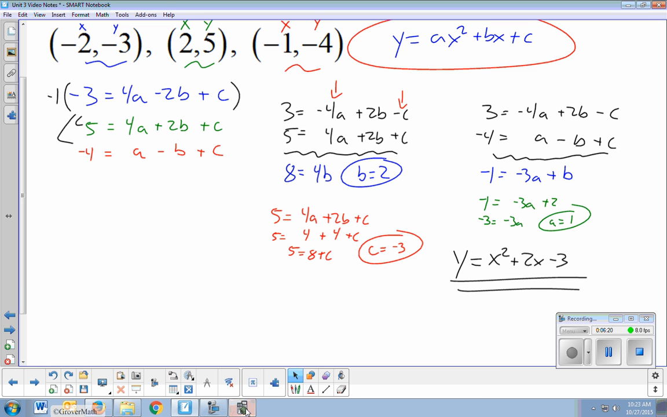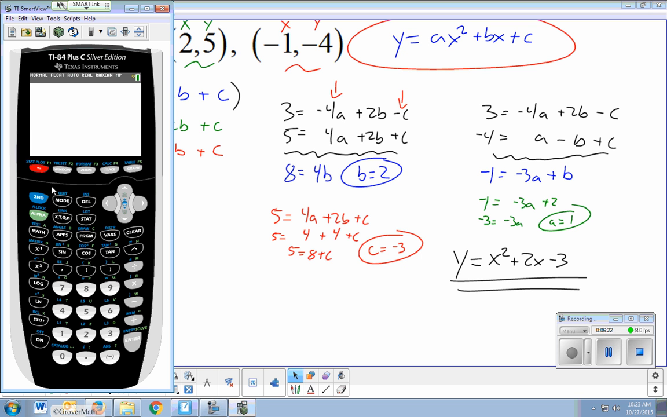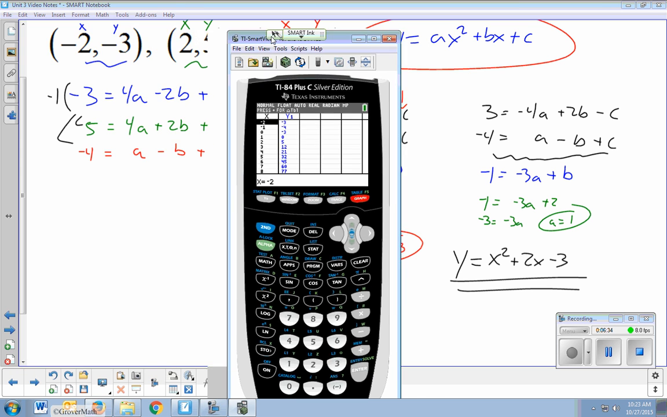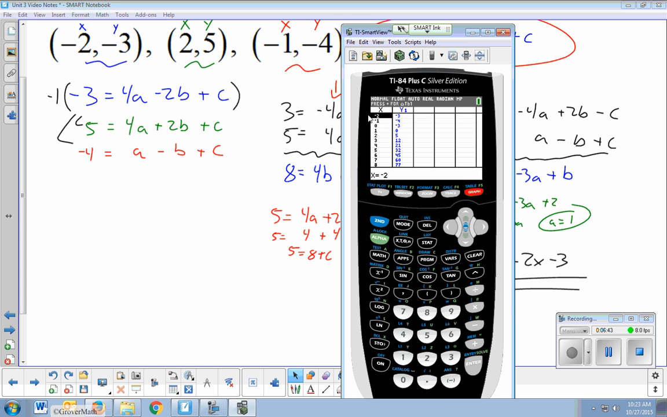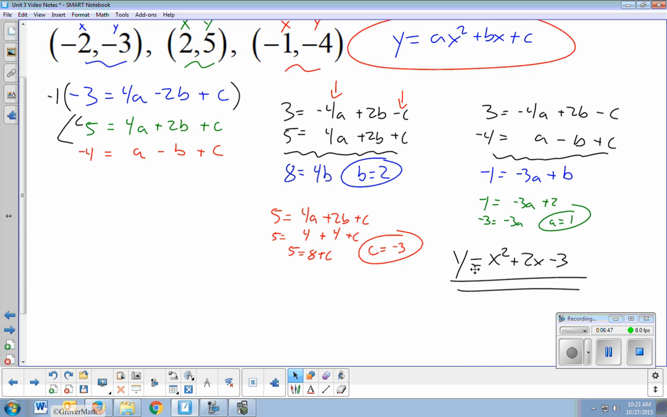And the check here is very simple, very quick, because I can type this quadratic into my calculator, x squared plus 2x minus 3, and just take a look at the table. What I'm looking for in the table is the point negative 2, negative 3. I see it right there. It's small, but I see it. 2, 5 right there. And then my third point, negative 1, negative 4 right there. So just see if all three of these points are on the table of this equation.